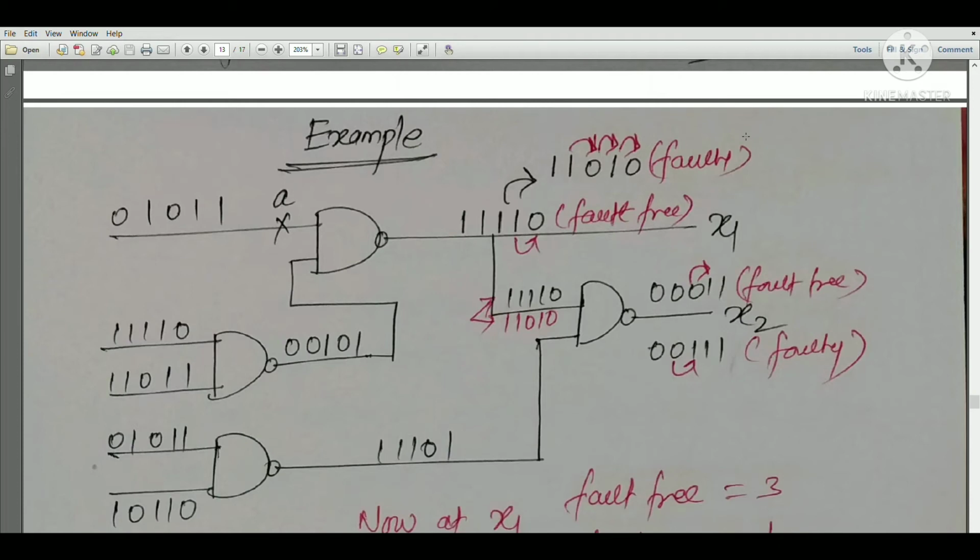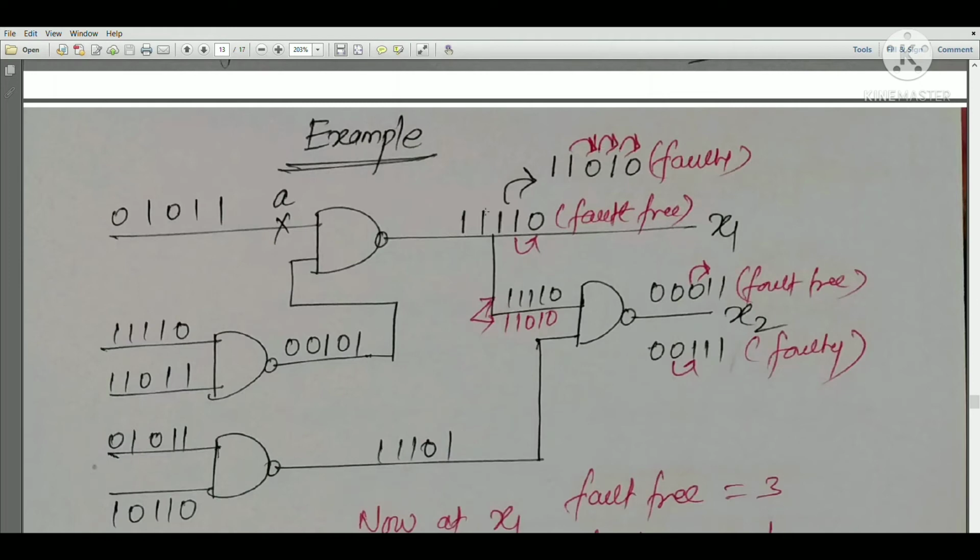So there is no need to understand every bit. The important idea to understand is that this is the fault free output and this is the faulty output. Now see the transitions: 1 to 0, 0 to 1, and 1 to 0. How many transitions are there? Three transitions are there. Here how many transitions are there? 1 to 0, one transition is there. Three transitions and one transition for x1.